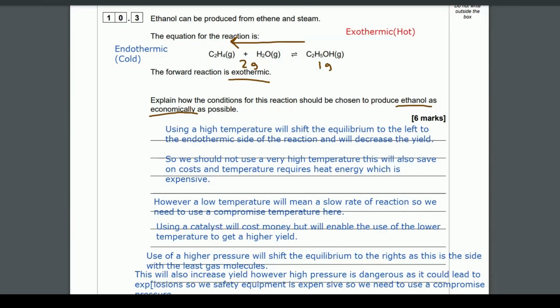And that's going to get you all 6 marks. We've taken into consideration catalyst, we've taken into consideration temperature, reaction rate, and the shift in equilibrium with yield. We take into consideration pressure and the safety side of pressure and the expense of using a high pressure, but also the fact that a high pressure in this reaction leads to a high yield. So boom, bam, bish, bosh, bash, 6 marks.